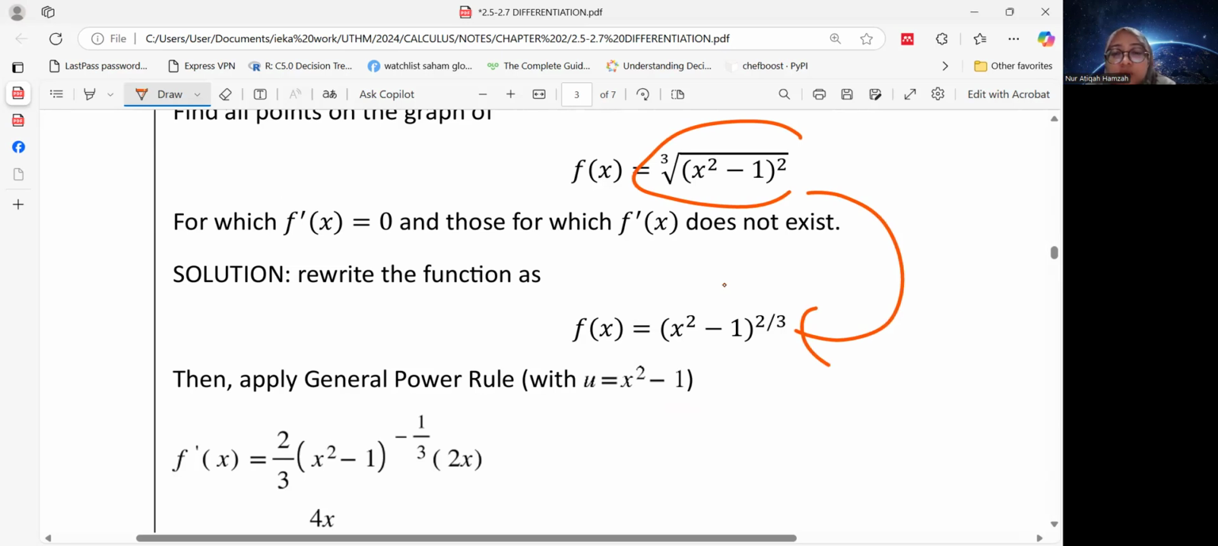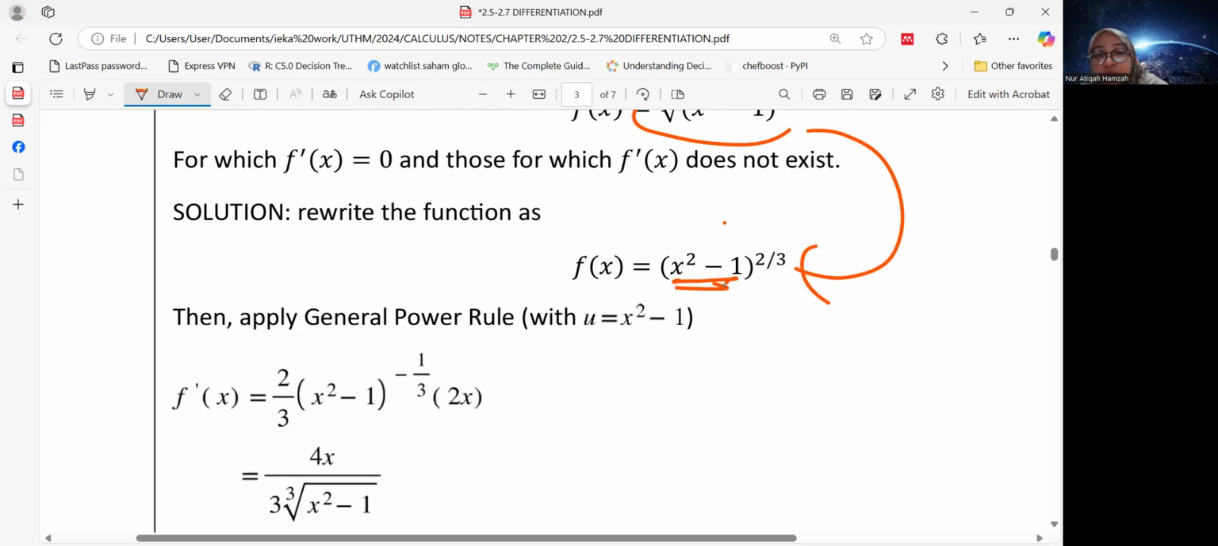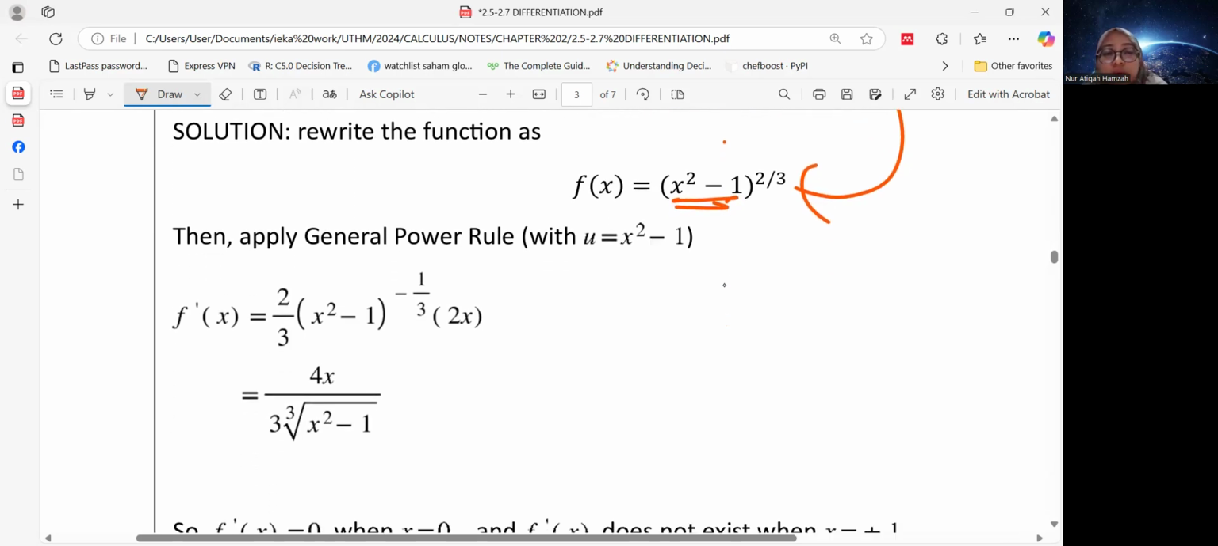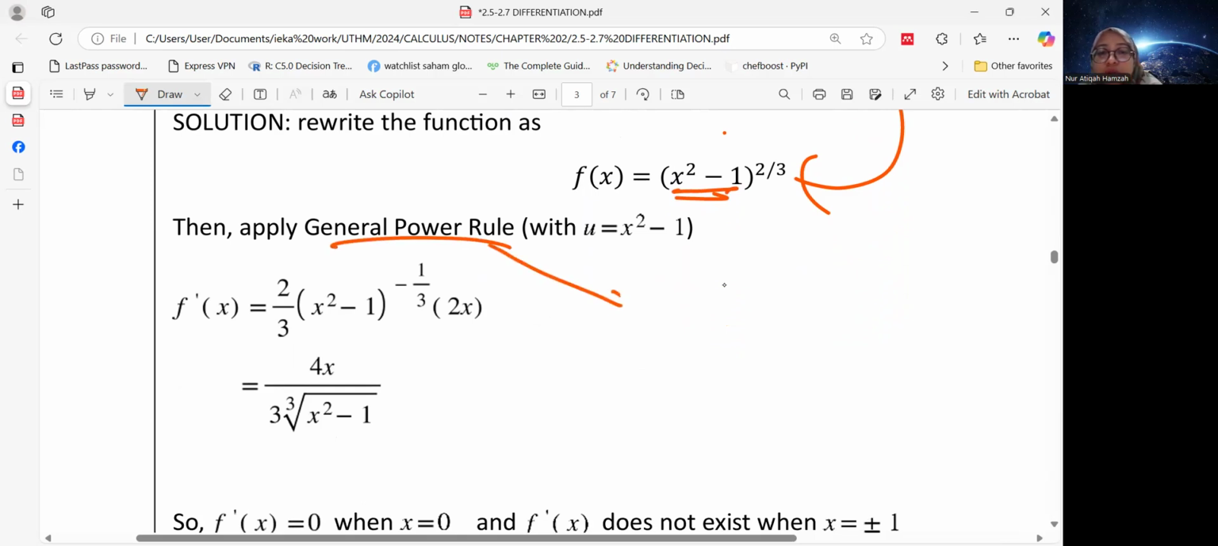Okay, and then we apply the general power rule, with u equal to x square minus 1. The inner part will become the u. So we know that the general power rule will be n times u to the power of n minus 1 and then u prime. So 2 over 3 x square minus 1 to the power of negative 1 over 3, times 2x.